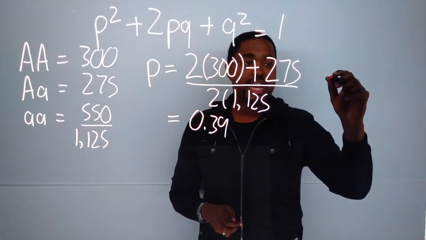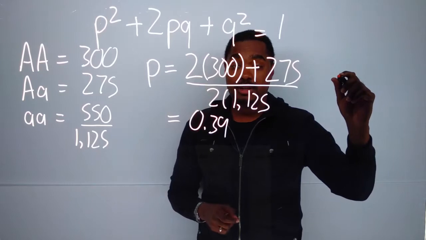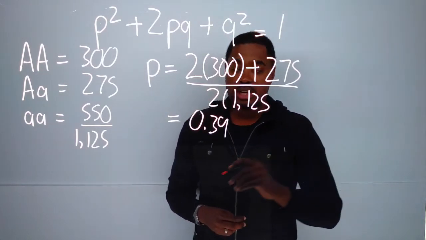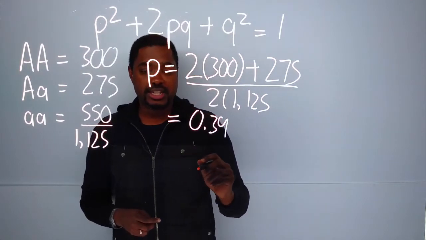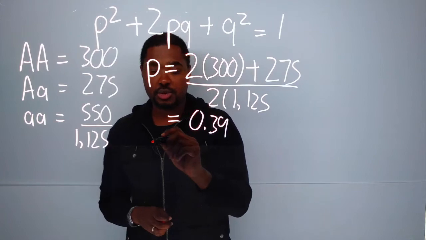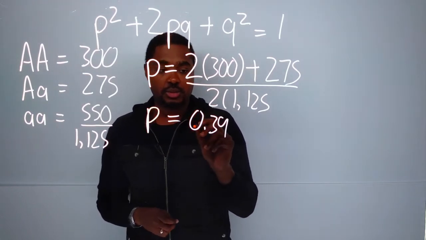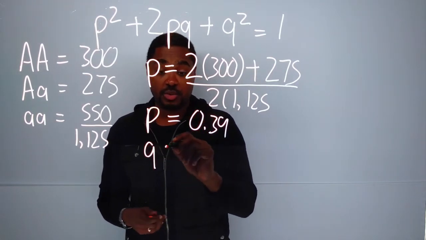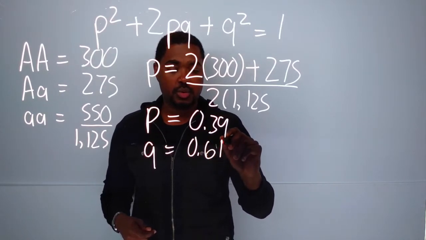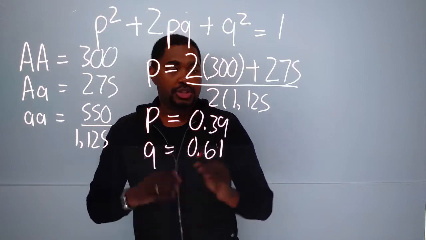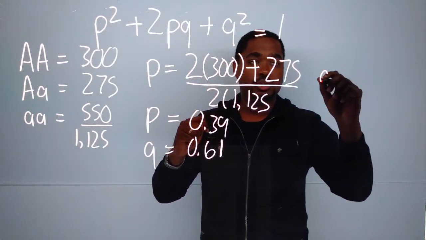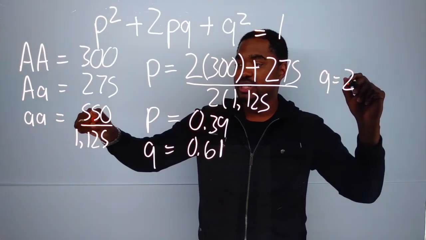Now, if we wanted to calculate the frequency of recessive alleles in this population, well, there's a very easy way to do that. The easy way to do that is 1 minus 0.39. So if p is equal to 0.39, then q is the rest of the alleles, right, which is going to be 0.61.